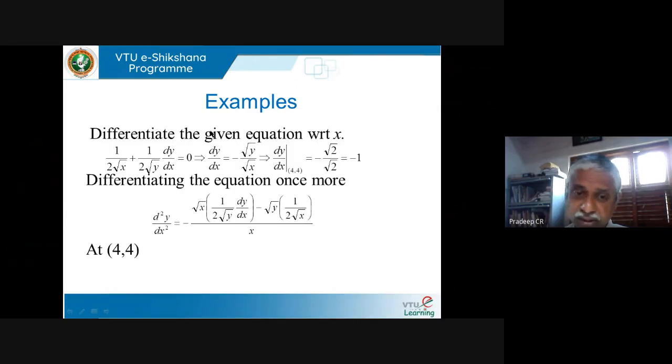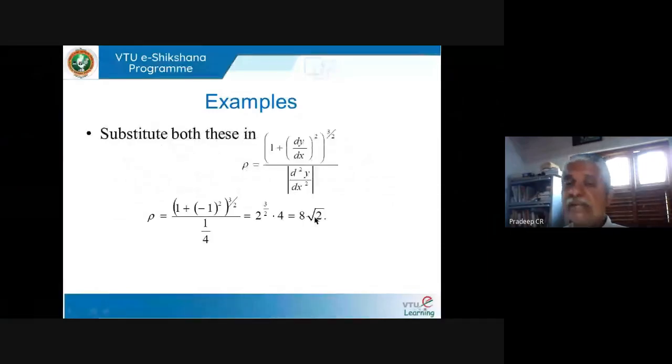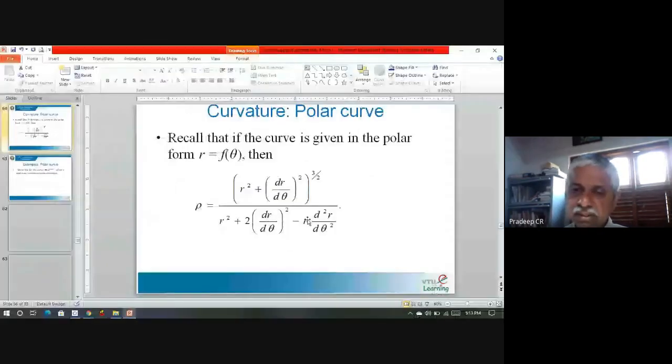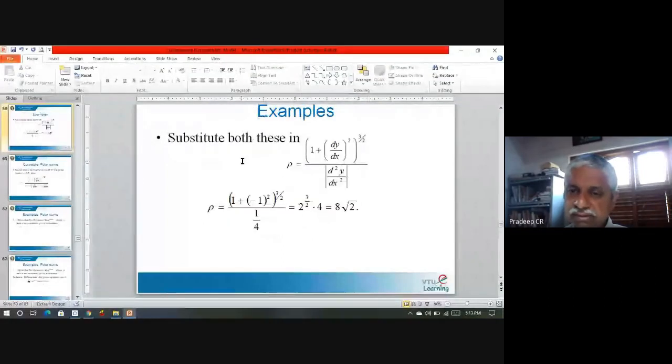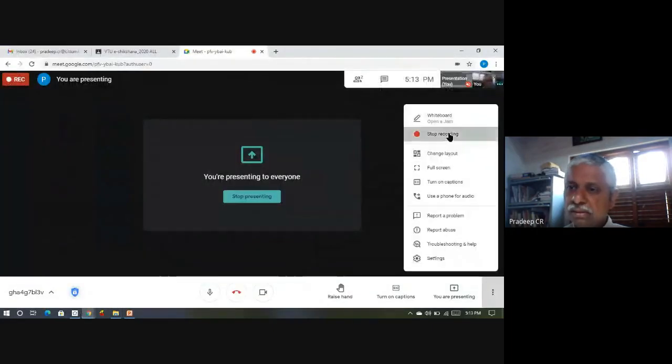This means, remember, for this curve, root x plus root y equal to 4, where this curve intersects y equal to x is 4 comma 4. At that point, if you draw a circle of radius 8 root 2, that will have the same tangent as this curve. That's what all this means. And radius of curvature is 8 root 2 means that there will be a circle of this radius which will fit in exactly at the three points near 4 comma 4 on that curve, root x plus root y equal to 4. Basically, given any curve y equal to f of x, how to find radius of curvature? Find dy by dx, d square y over dx square, put both the values in this expression, then you are done with finding the radius of curvature.